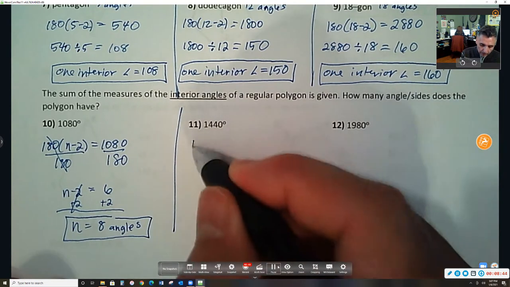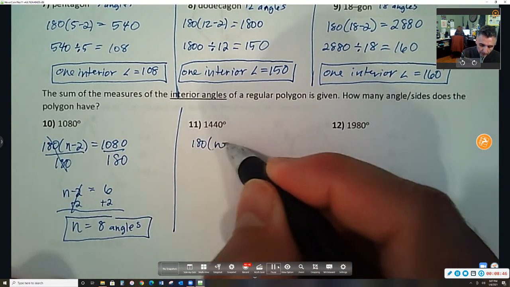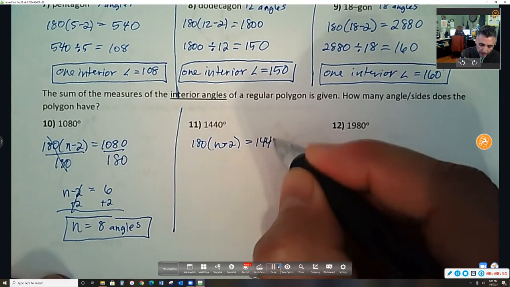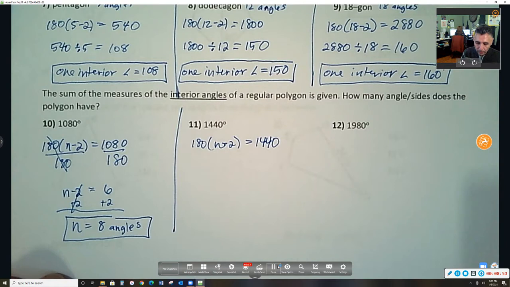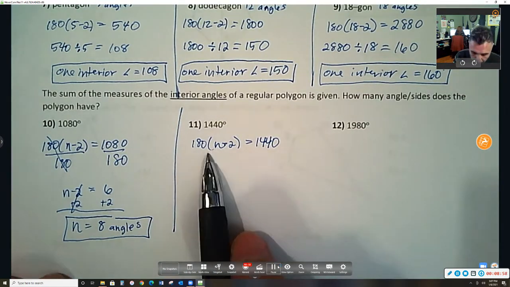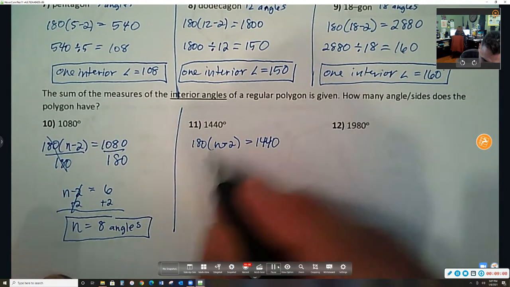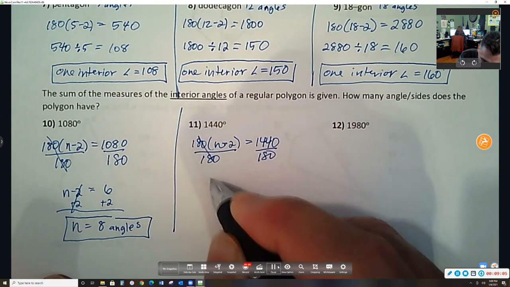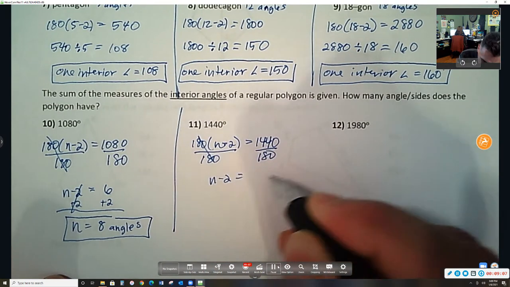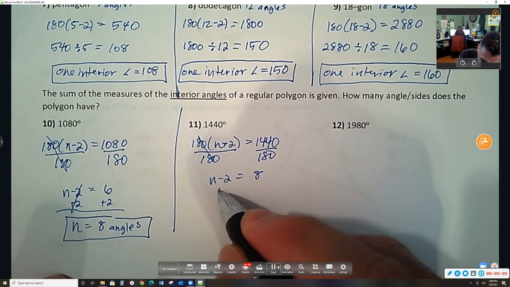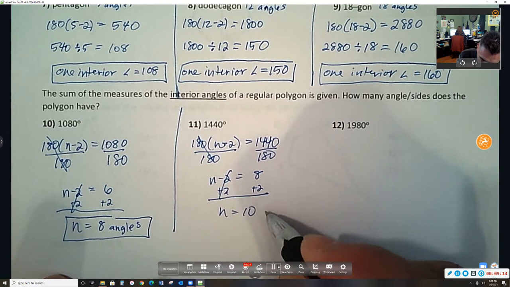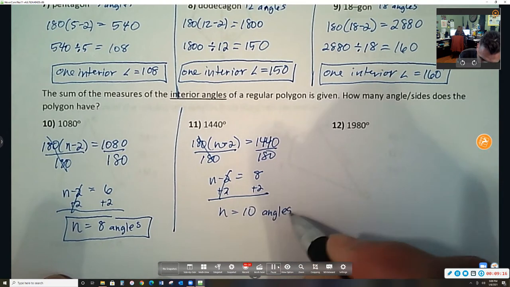For this one, again, same thing. Take the formula, and whatever number we put in there, that's what we're looking for. I know it equals 1,440, and to figure out n, again, first you need to get rid of the 180, so you divide by 180, and when you do, you get 8, then add 2, n equals 10. So I know that polygon has 10 angles.